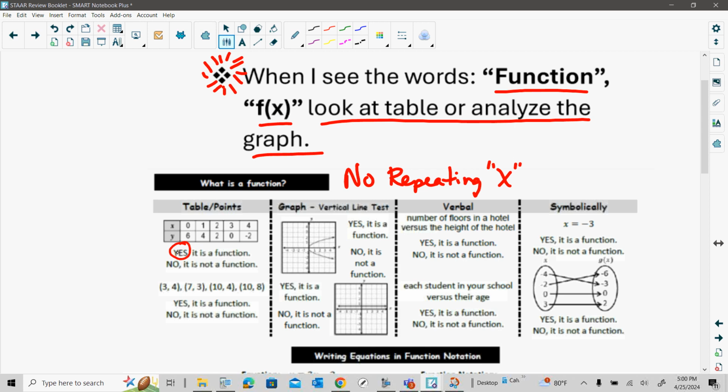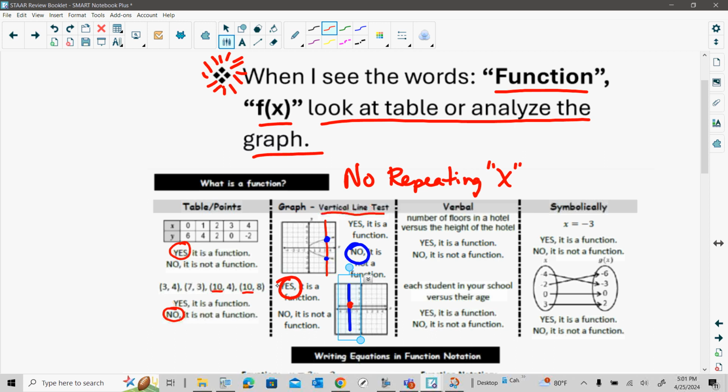I can check the x coordinates in a set of ordered pairs. We have 3, 7. Here we have 2 10s. So that's a no. Okay, the x coordinates cannot repeat. Now for vertical, it says right here you're going to use a vertical line test. Meaning if you draw a vertical line through a graph, and if it touches it more than once, it is not a function. I could draw a vertical line against my horizontal line. It only touches it once. So yes, it is a function.